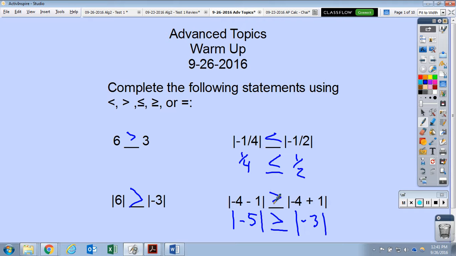So absolute value just means distance from 0. So whatever's inside of it, if it's negative, it becomes positive. If it's positive, it becomes negative for real numbers.